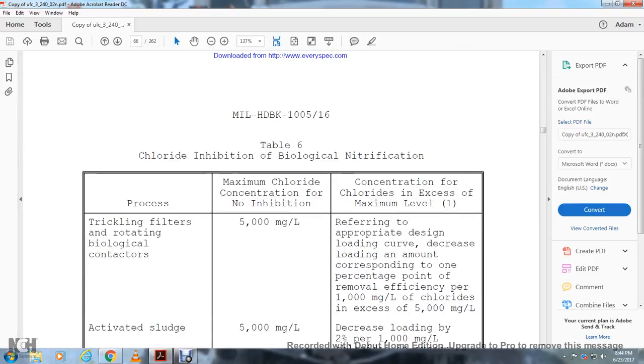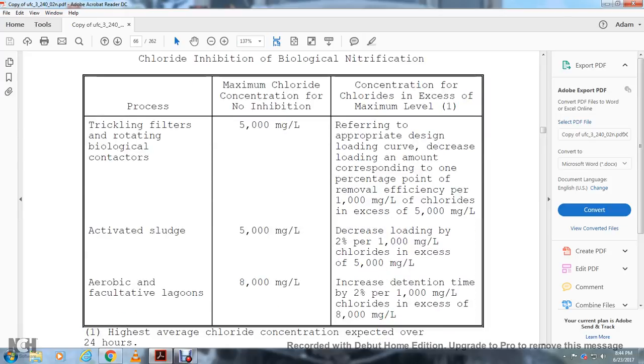Table 6, chloride inhibition of biological processes. Nitrification, trickling filters, and rotating biological contactors: 50,000 milligrams per liter maximum chloride concentration, no inhibition. Refer to the appropriate design loading curve for the decrease and increase corresponding to one percentage point of removal efficiency per 1,000 milligrams per liter of chlorides in excess of 5,000 milligrams per liter. Activated sludge: 5,000 milligrams per liter, decrease loading by 2% per 1,000 milligrams per liter of chlorides in excess of 5,000 milligrams per liter.